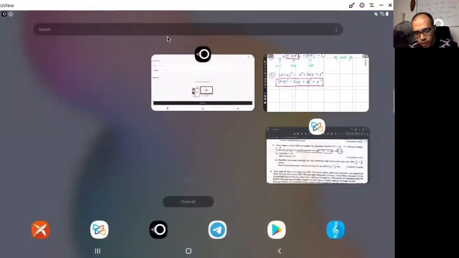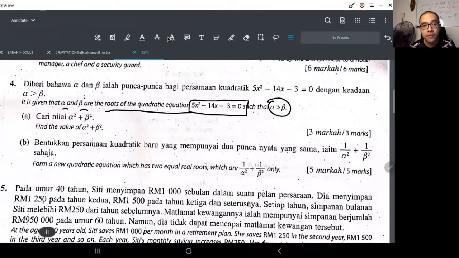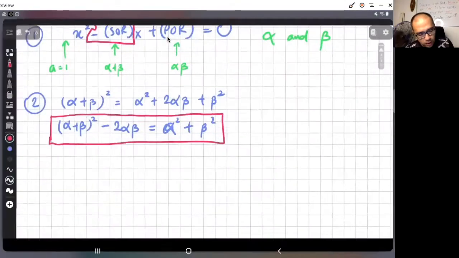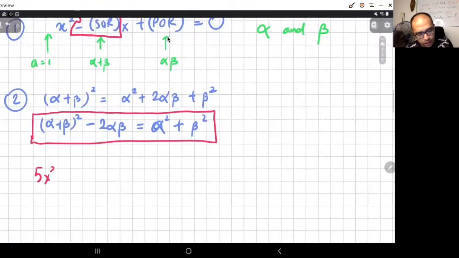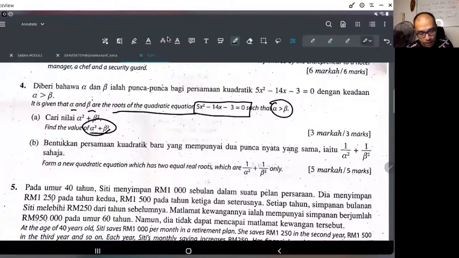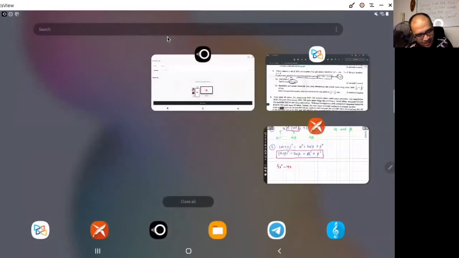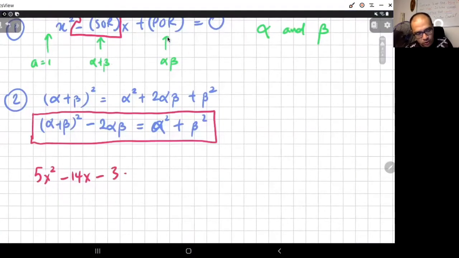So the first question says 5x squared minus 14x minus 3 equals to 0. And then they ask you to find the value of alpha plus beta, and alpha squared plus beta squared. So let's take a look at this. So we have 5x squared minus 14x minus 3 equals to 0.